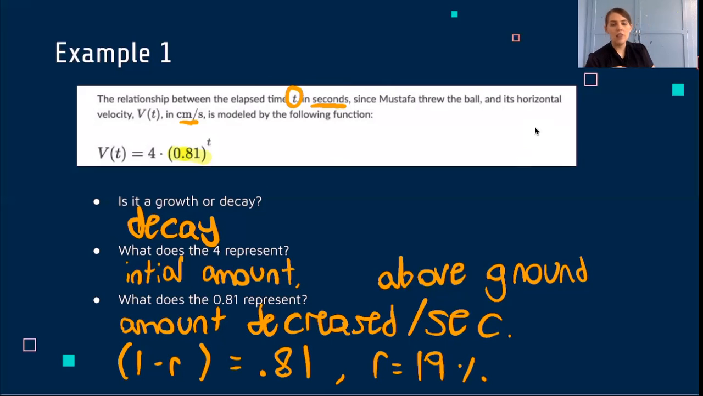So it tells me that all together, this function says that Mustafa threw the ball. It starts to go down. It started at 4, but it's going to go down 19% per second. We're going to look at 4 of these.